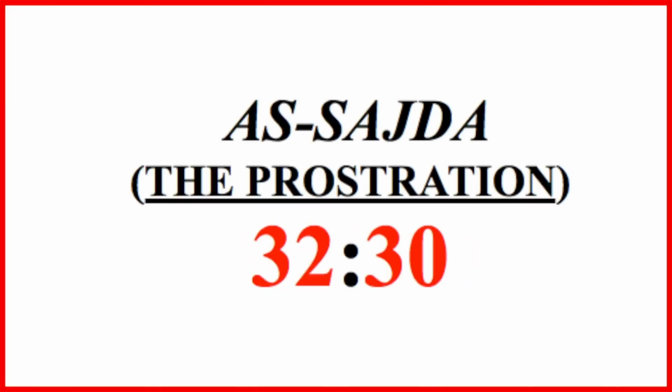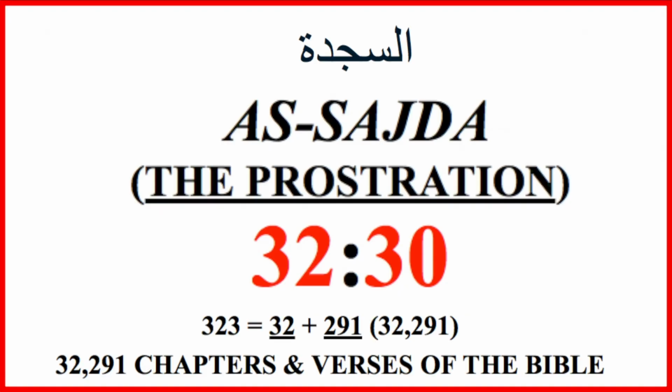This video is about chapter Sajdah, the Prostration, chapter 32 with its 30 verses. This specific chapter and its verse count already tells of its biblical connection. If we drop the 0 in 3230, we have 323 as a whole number. 323 equals 32 plus 291. That's 32,291 chapters and verses of the entire Bible.